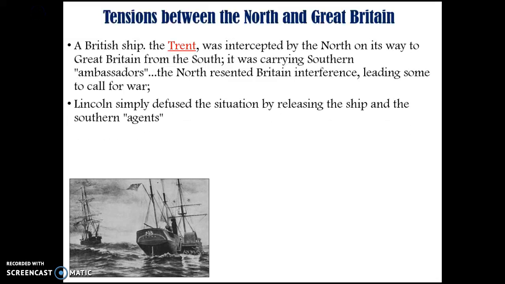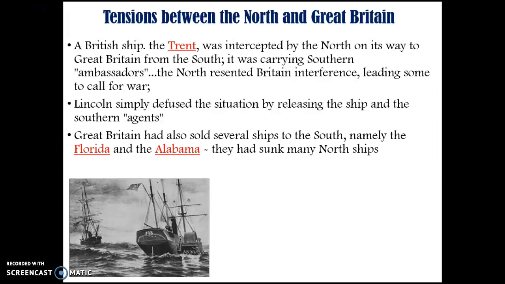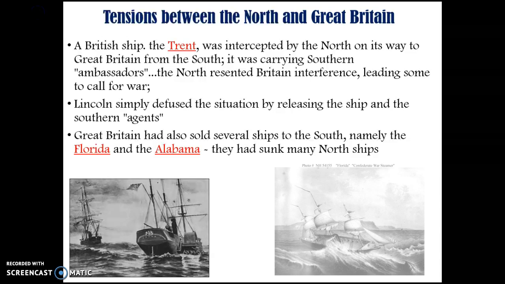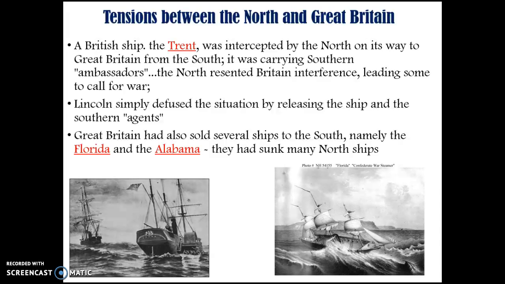So there are going to be tensions between the North and Great Britain. A British ship, the Trent, was intercepted by the North on its way to Great Britain from the South. It was carrying Southern ambassadors. The North resented Britain's interference, leading some to call for war. However, Lincoln simply defused the situation by releasing the ship and Southern agents, because he didn't want to have to fight a war with Britain. He's already fighting a war in the South. Great Britain had also sold several ships to the South, namely the Florida and the Alabama. They had sunk many Northern ships.